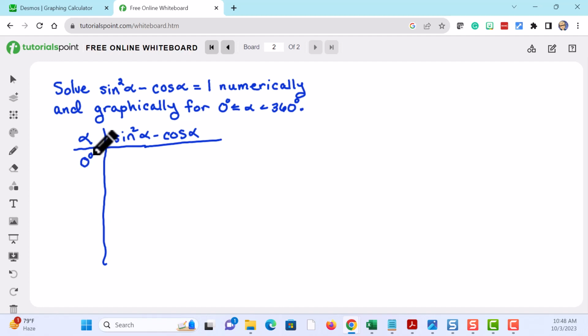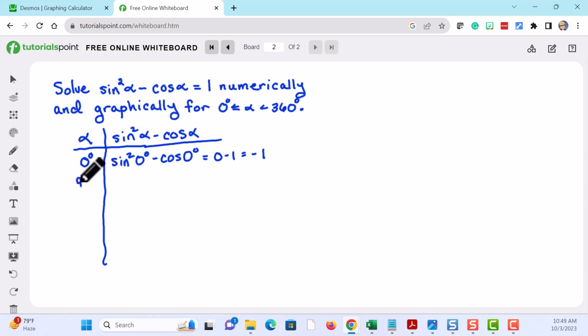So for example, if we try alpha equals 0 degrees, we would get sine squared of 0 degrees minus the cosine of 0 degrees. The sine of 0 degrees is 0. 0 squared is 0. The cosine of 0 degrees is 1. So we get 0 minus 1, and that's equal to negative 1. Unfortunately, we want to figure out where sine squared alpha minus cosine squared alpha is positive 1.